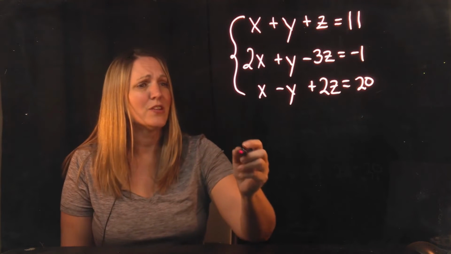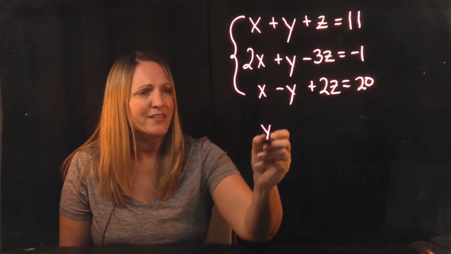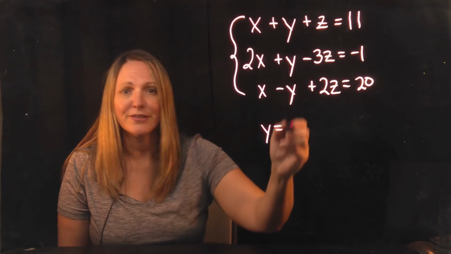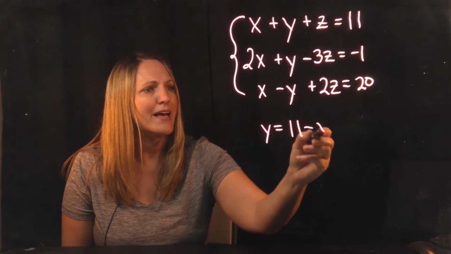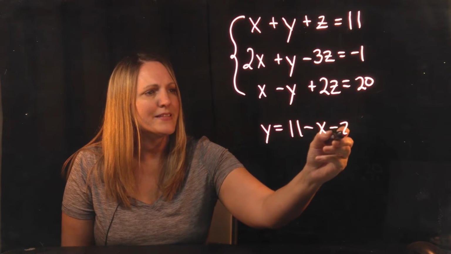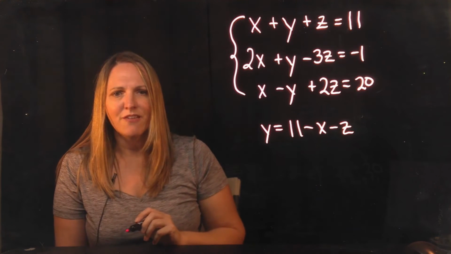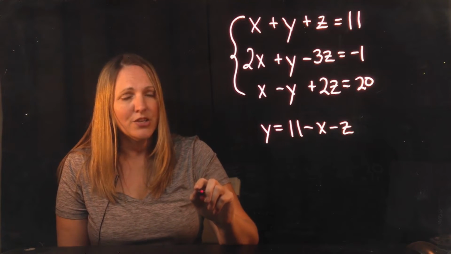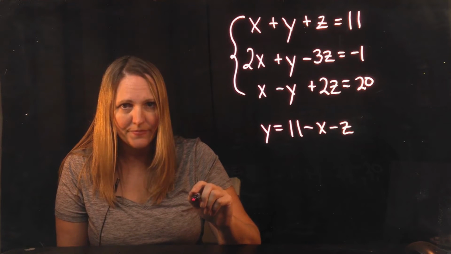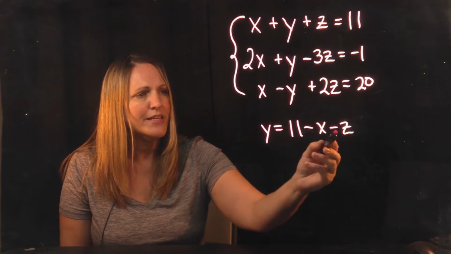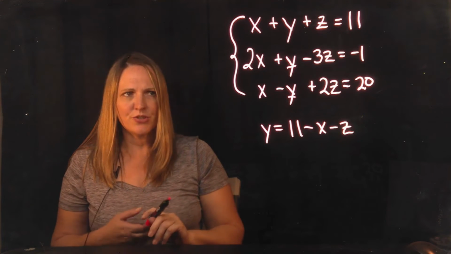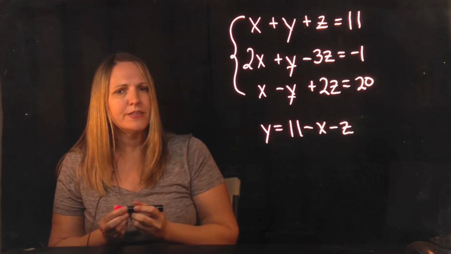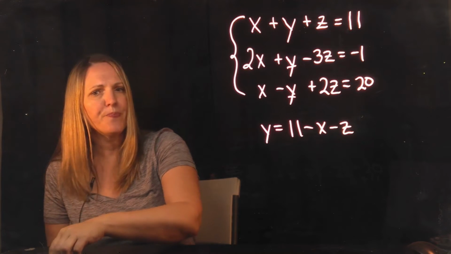So when I solve equation 1 for y, it's very simple. I'm just going to move everything else over. So that's going to give me 11 minus x minus z. And that is my solve for y, and that's what I'm going to use for my substitution. So now I'm going to substitute this in the place of y in equations 2 and 3. So let's go ahead and do that now.